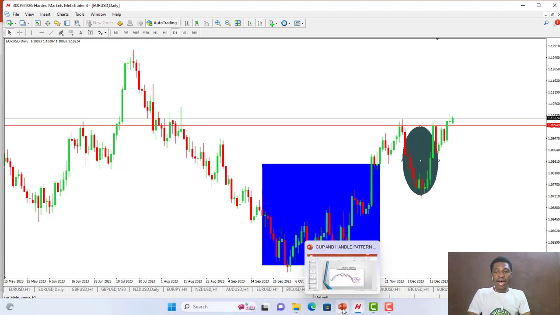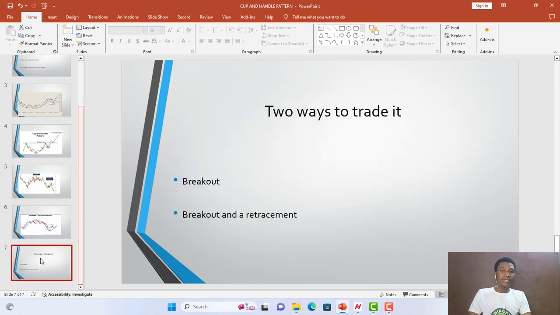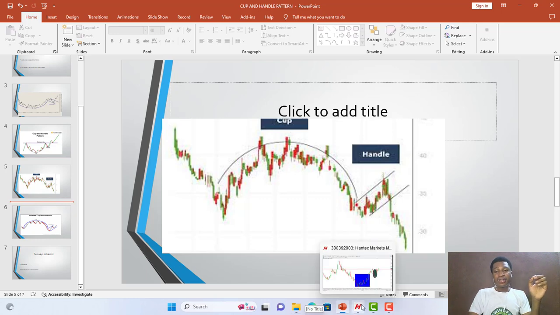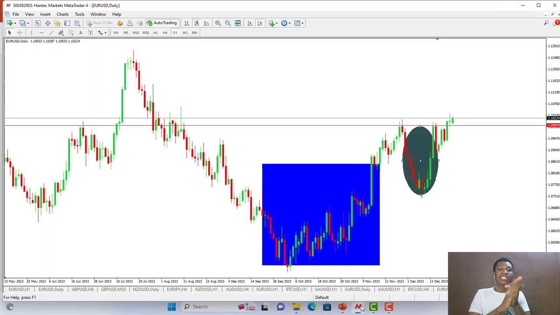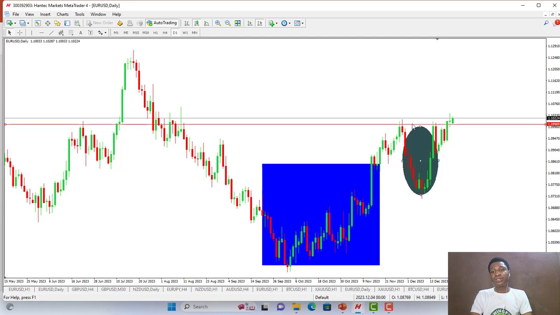So let's go ahead with what we have. Two ways to trade it. Whenever you spot a cup and handle pattern, how do you trade it? There are only two ways you can trade it. Number one, using the breakout. After mapping out your zones, just wait for the candlestick that is going to break it, breaking above and closing above.